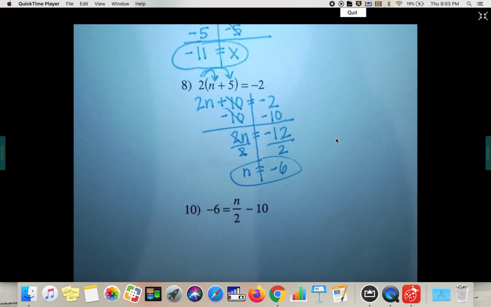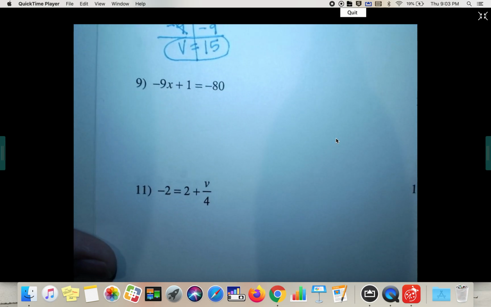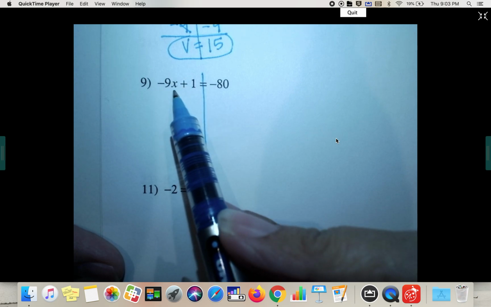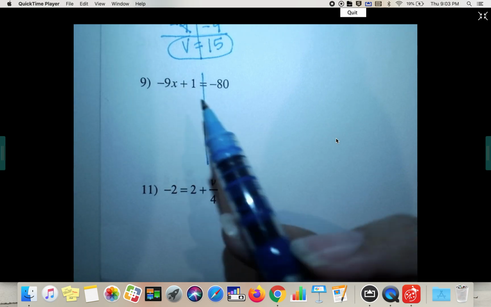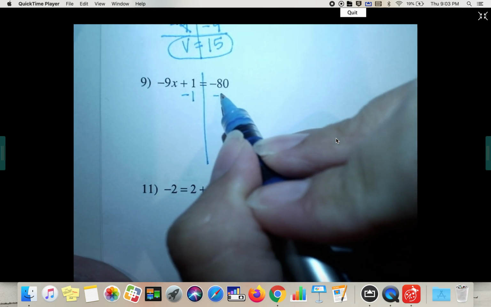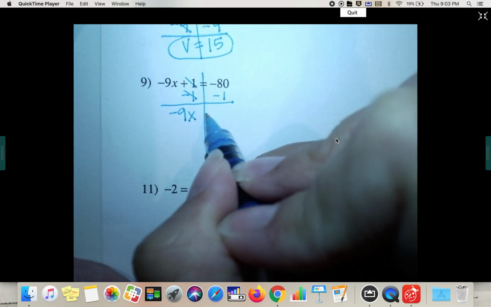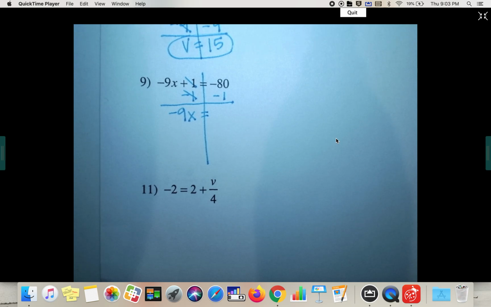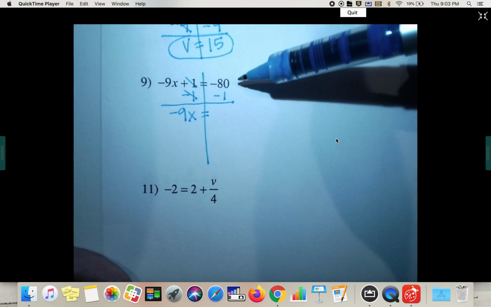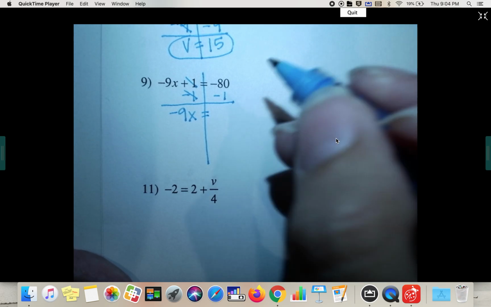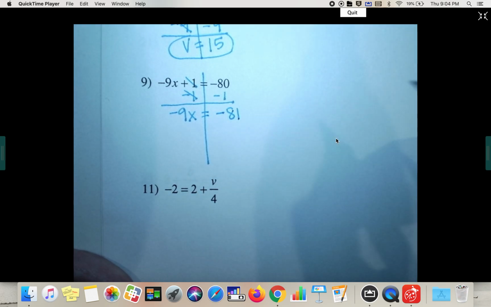All right, number 9. Keep this part together and get rid of the +1 first by doing -1. Cancel, cancel, bring down -9x. On the right, another negative lunch account. You're -$80 in your lunch account and you subtract out 1 more. That would be -81.